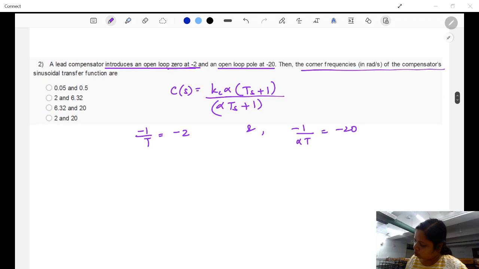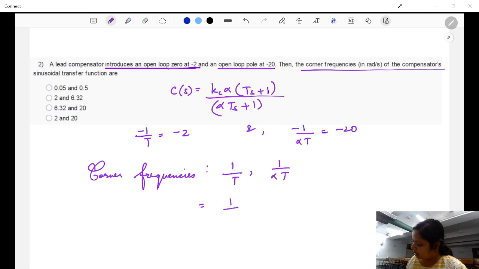Okay. So what are the corner frequencies? Corner frequencies are given by 1 by T and 1 upon alpha T, which is 2 and 20. Right? So your corner frequencies are 2 and 20. Okay.